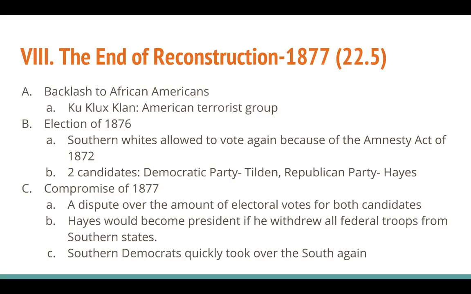When the federal troops left the southern states, Southern Democrats were able to quickly take over the South again. That means that there was really no federal or national support for reconstructing the southern states, for making sure that the southern states were following their laws and their rules and their new state constitutions. And this, in my opinion, was a sad day for the former Confederate states. And this was the end of Reconstruction.